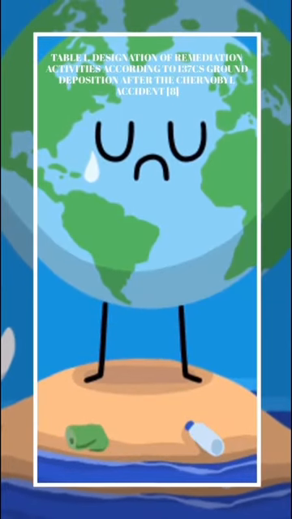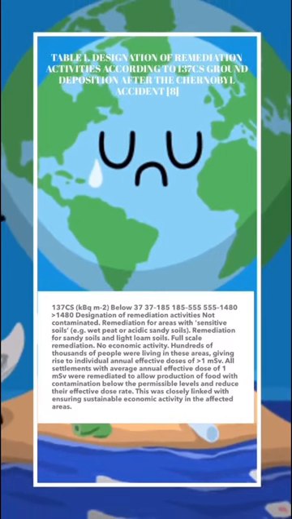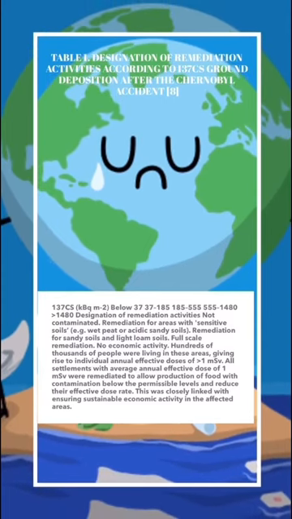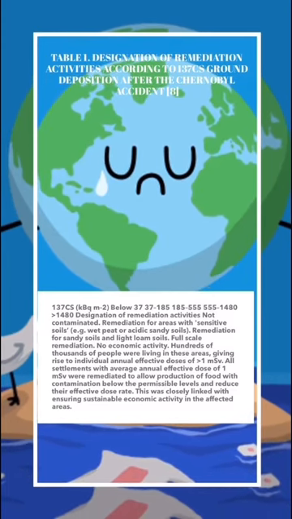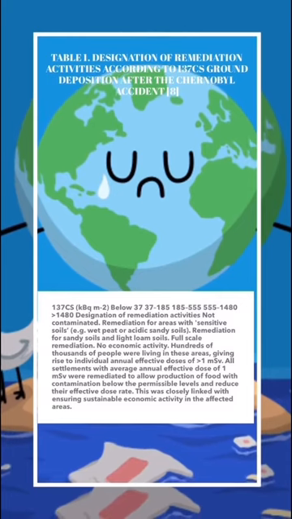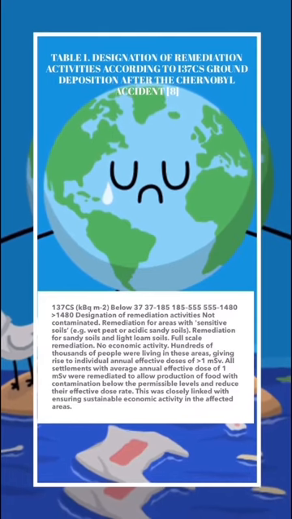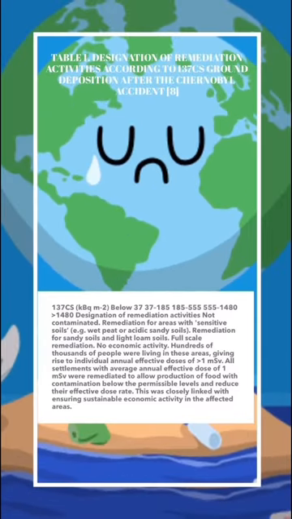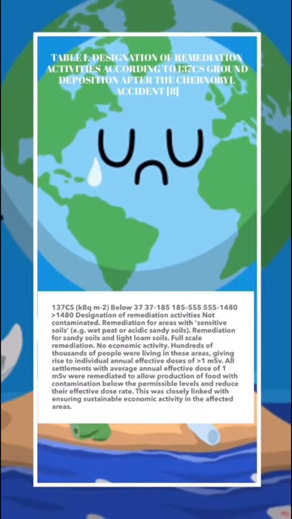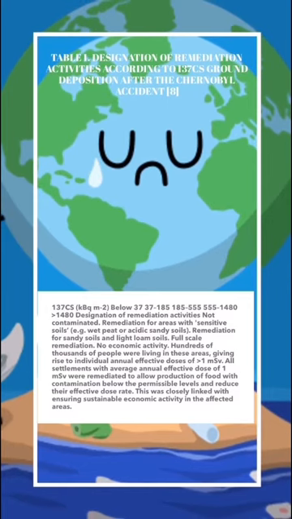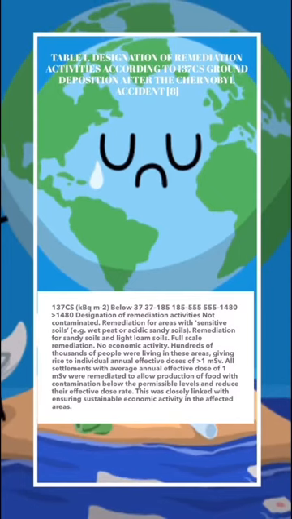Table 1: designation of remediation activity according to caesium-137 ground deposition after the Chernobyl accident. Below 37 kBq/m2, 185, 185, 148 (values as transcribed). Designation of remediation activity: not contaminated; remediation for areas with sensitive soil, wet peat or acidic sandy soil; remediation for sandy soil and light loam soils; full-scale remediation, not economic activity.